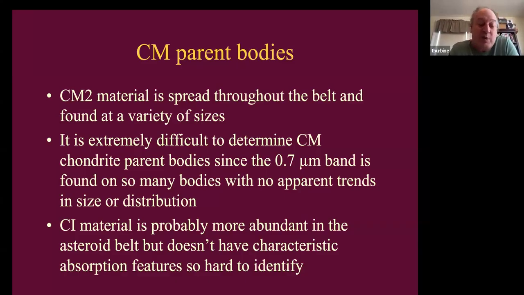The CI material, the stuff that has the composition close to the sun, is probably much more abundant, but because there's no specific absorption feature, you can't say. You need a specific absorption feature to try to make any of these correlations.